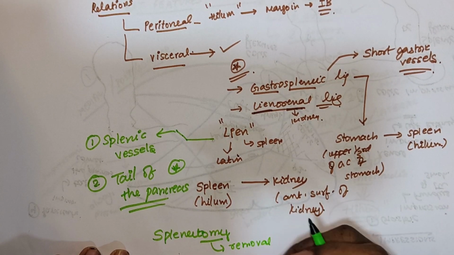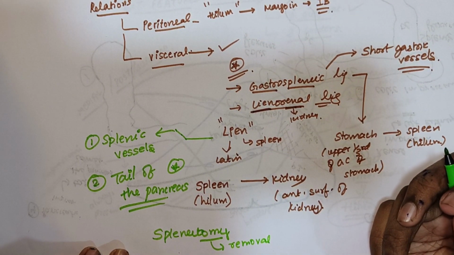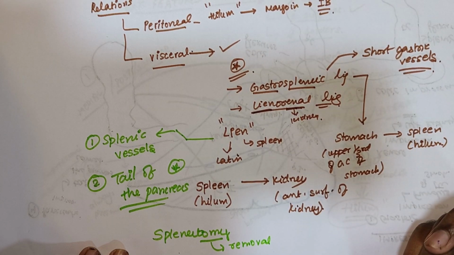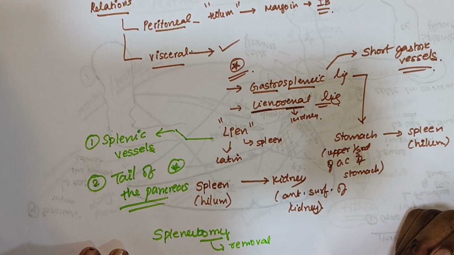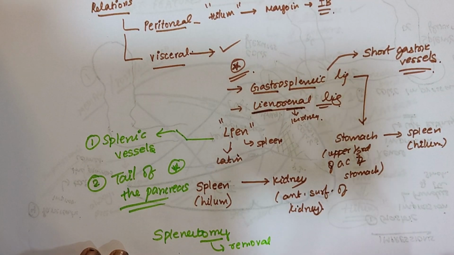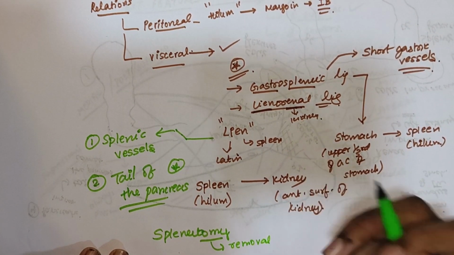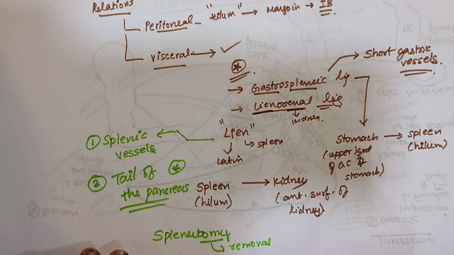But spleen is removed in certain infective diseases where excessive hemolysis is occurring in your body and your RBC level is falling. So splenectomy is done. And also spleen is not very essential for life. A person can survive without a spleen. So when splenectomy is done, the lienorenal ligament and the gastrosplenic ligament are also cut off.